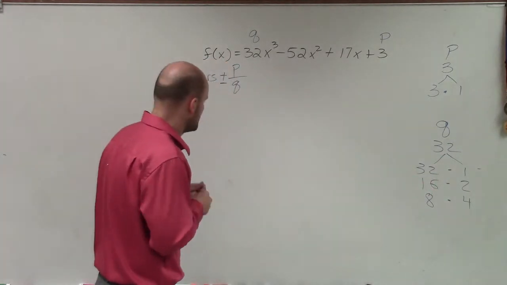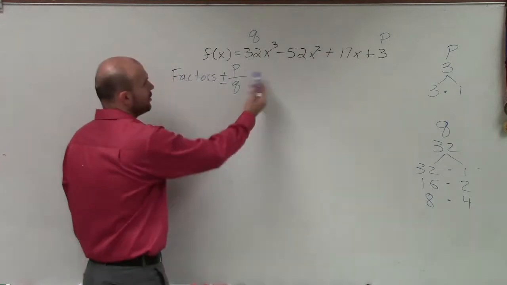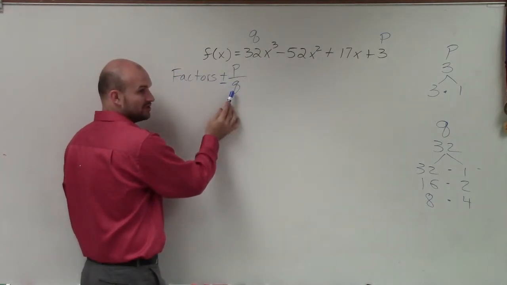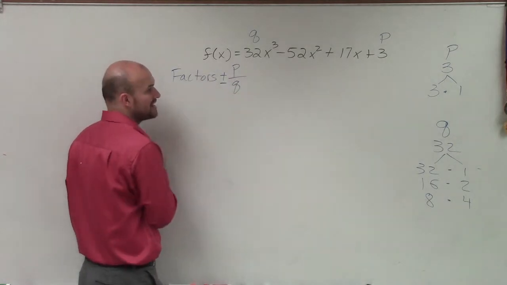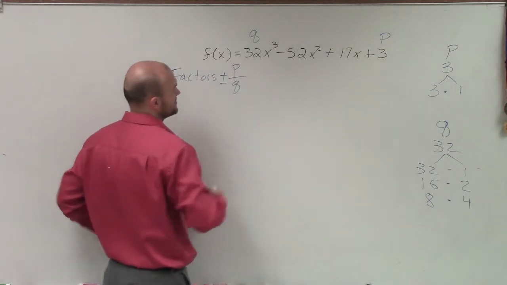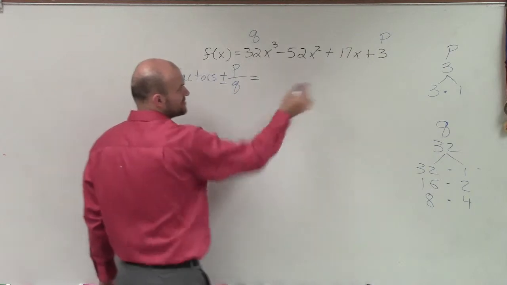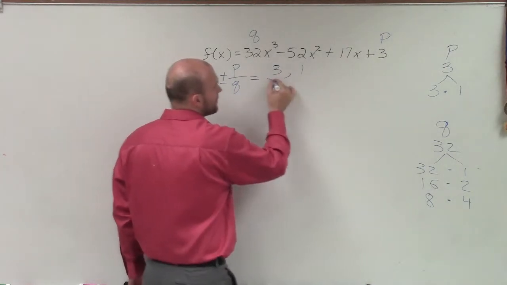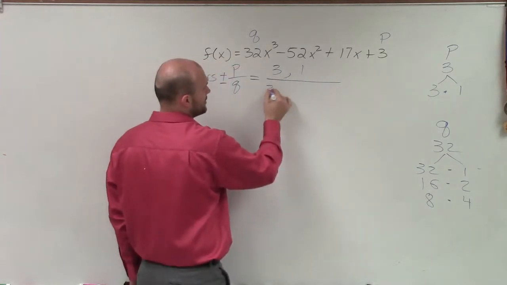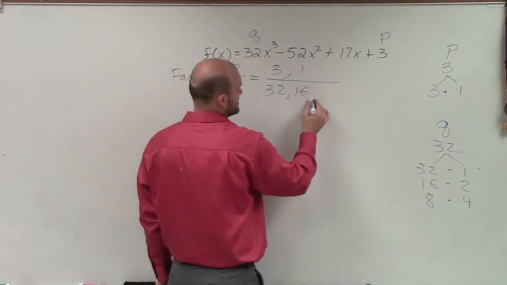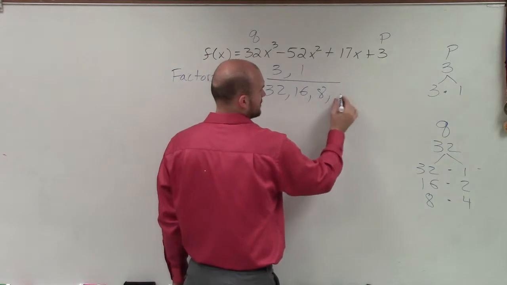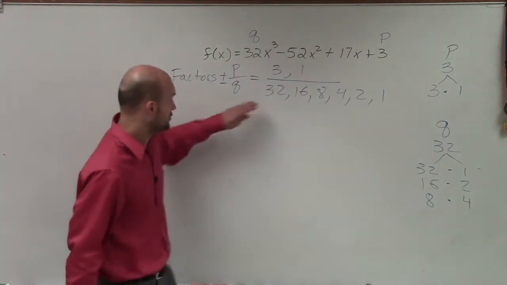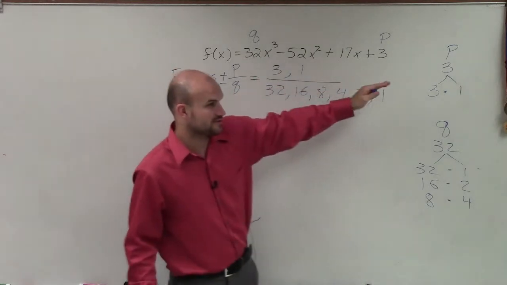So what we're going to do when doing the p over q, we're going to take all the possible factors of p and divide them by all the possible factors of q. And we have to make sure we include the positive and the negative of each one of these factors. So therefore, the factors of p are going to be 3 and 1. And the factors of q are going to be 32, 16, 8, 4, 2, and 1. Those are all the factors of q. These are all the factors of p.